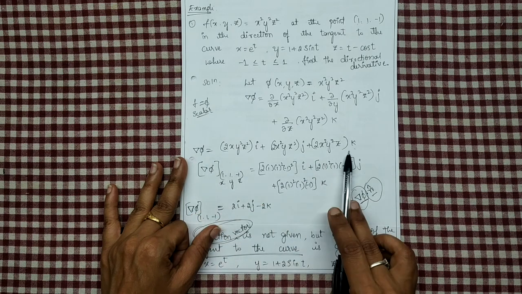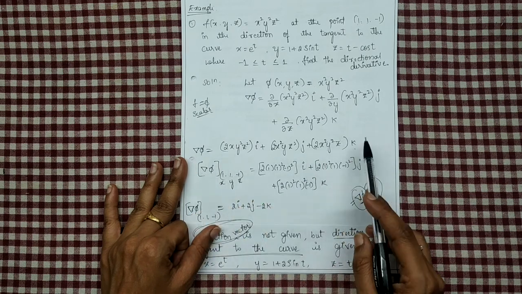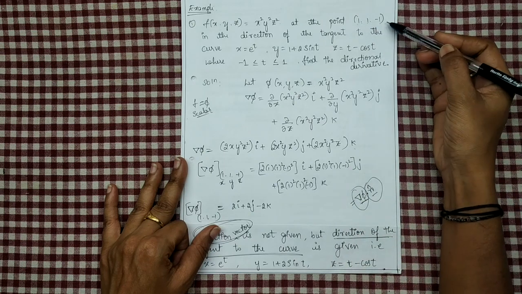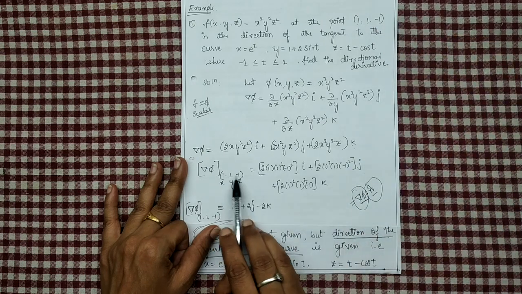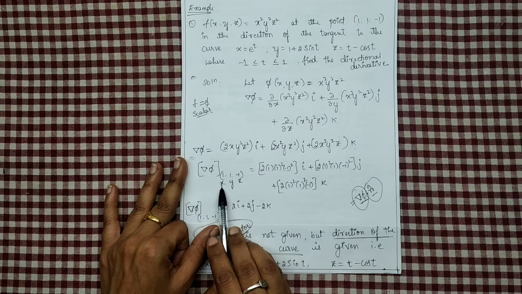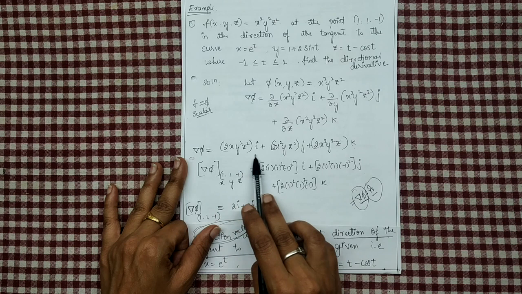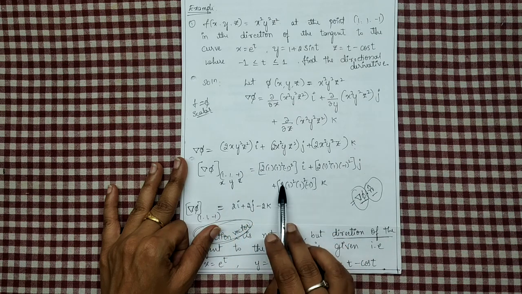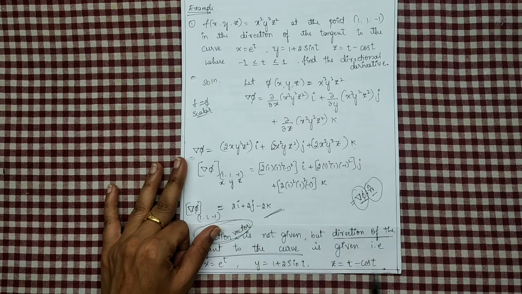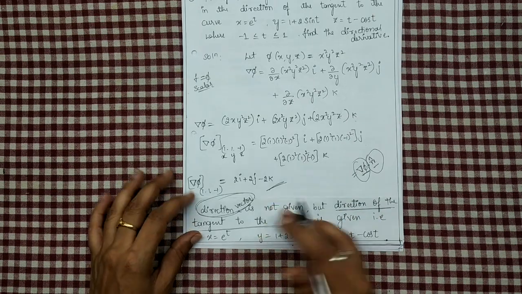Now, this del phi, I have to find this del phi at the given point. At which point? The given point is 1, 1, minus 1. At the given point 1, 1, minus 1, in place of x, put 1. In place of y, put 1. In place of z, put minus 1. So, when you substitute x, y, z by 1, 1, minus 1, you will get the del phi at the given point. After this, we have to find n cap.